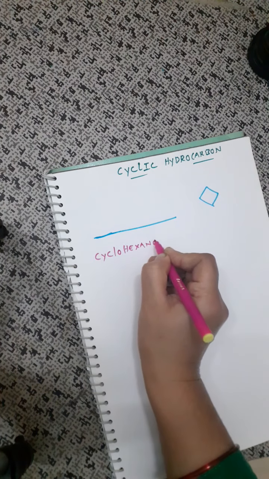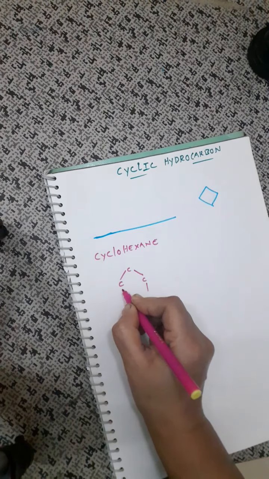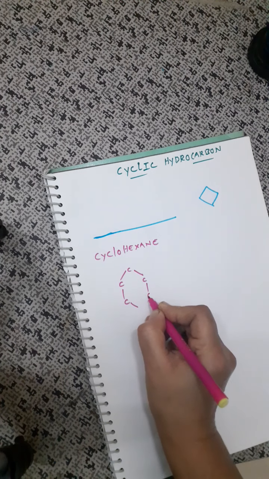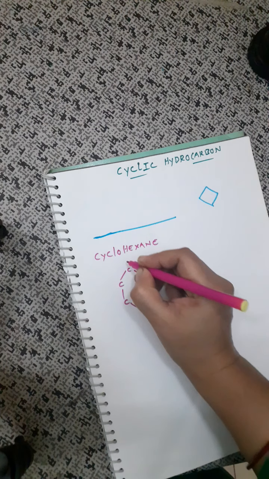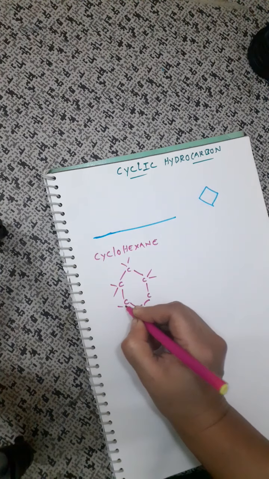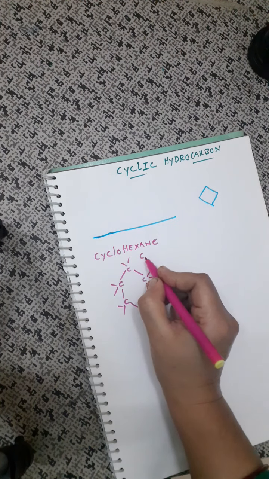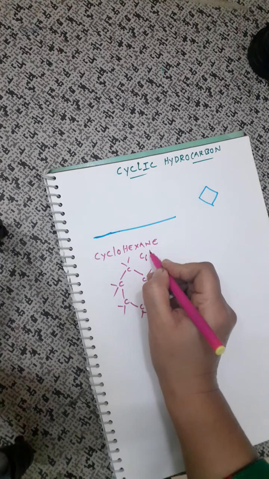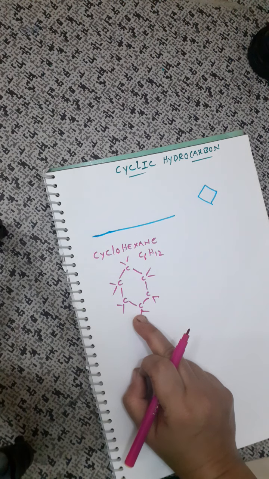Now if I draw the structure of cyclohexane, it would be somewhat like this. Now let us see the arrangement of hydrogens. Each carbon will be bonded to how many hydrogens? 2 hydrogens. So what could be the formula of this compound? As I told, it will be similar to that of an alkene. So C6H12, cyclohexane.